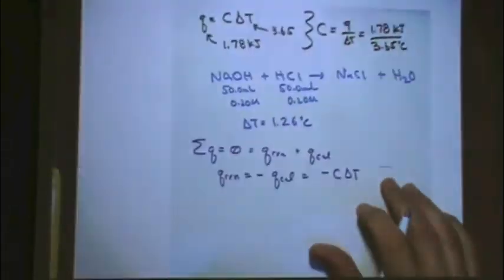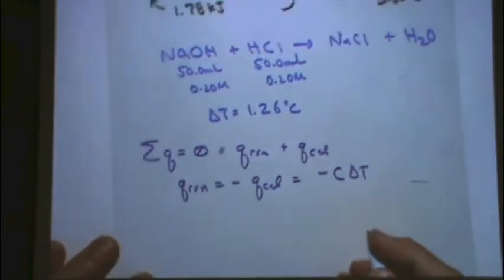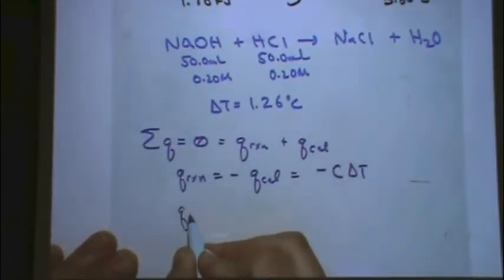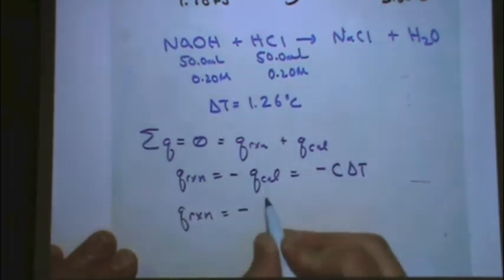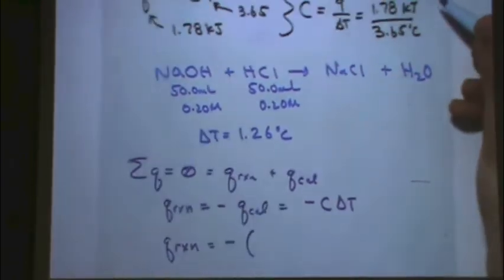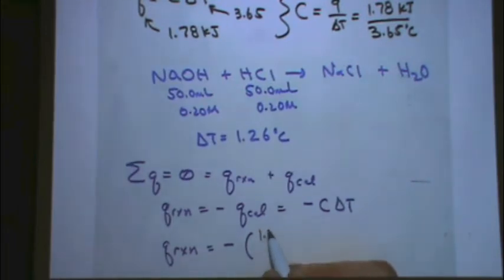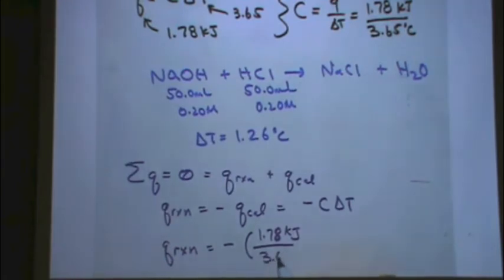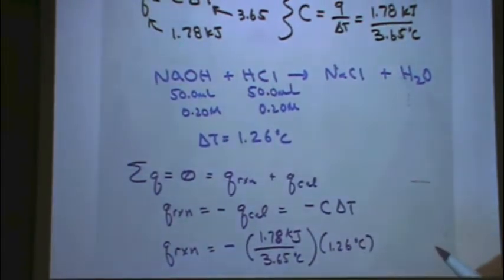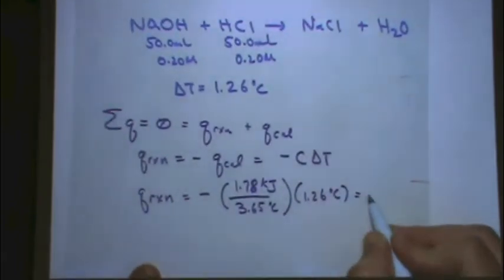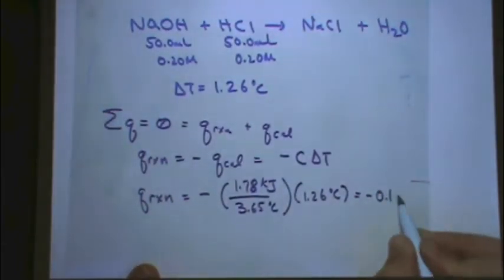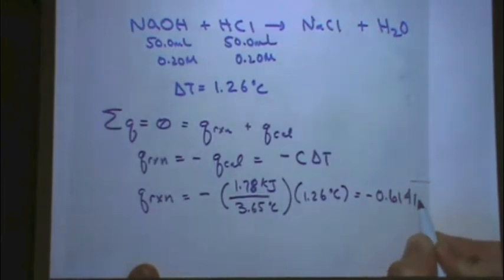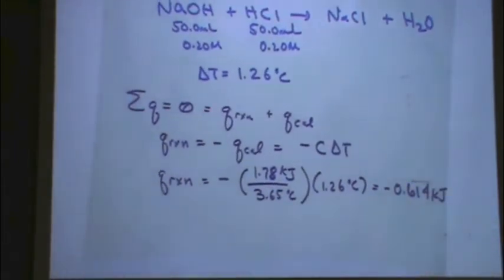Let me remove some of this other stuff here. The C is going to be the same. So Q reaction is going to be negative. C is up here at the top of the screen right now. 1.78 kilojoules per 3.65 C. And delta T now is 1.26 degrees C. So we're going to be left with kilojoules. I got negative 0.614 kilojoules. We're not quite at the answer yet, we're almost there.